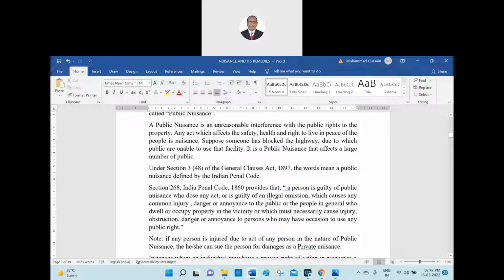Under Section 3, subsection 48 of the General Clauses Act 1897, the word means a public nuisance defined by the Indian Penal Code. So they have given what the public nuisance is in the Indian Penal Code very clearly. So the General Clauses Act will direct you to go to the public nuisance in the Indian Penal Code by Section 3, which is a definition clause, and the 48 is a clause, we can say here for the time being, because every definition under it became a clause.